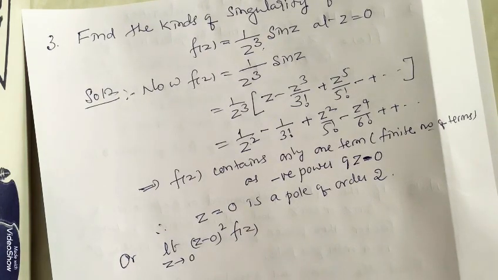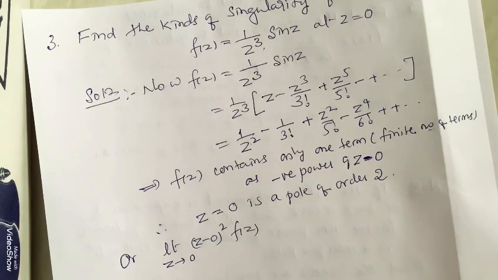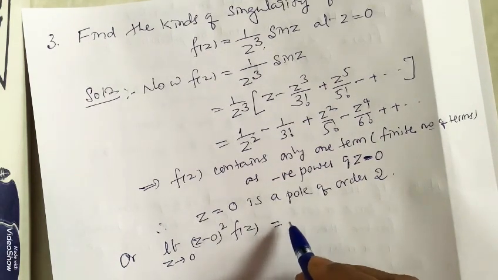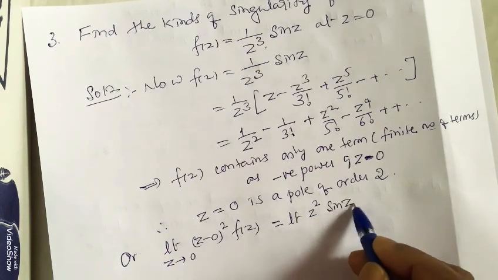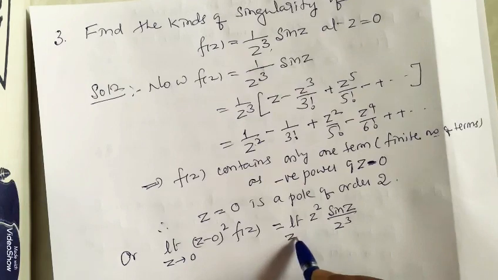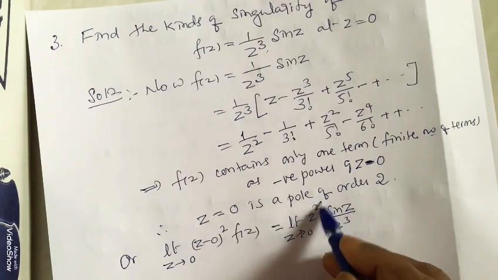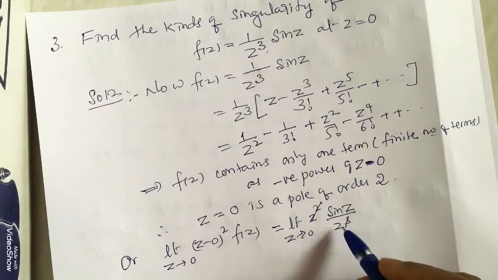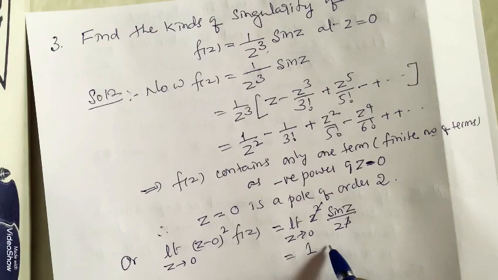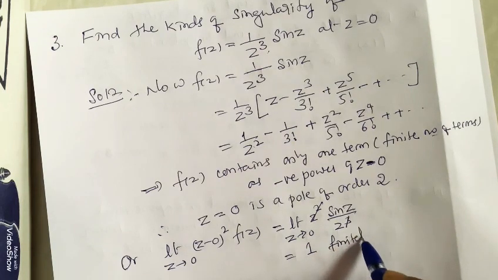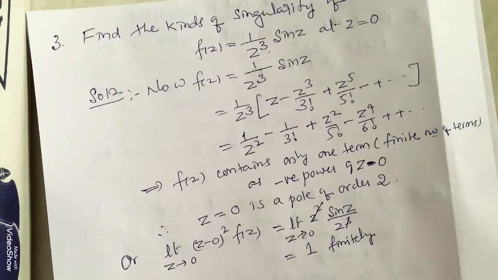I told already in the last class, z = a is a pole of order m if (z − a)^m into f(z) as z tends to a is finite. So what is this? (z − a)² means limit of z² into sin z upon z³ as z tends to 0. So this z² and one z² will be cancelled, one z is remaining. Limit of sin z upon z is equal to 1 itself here, exists finitely. Therefore, if the limit exists finitely, you can say that it is a pole of order 2.